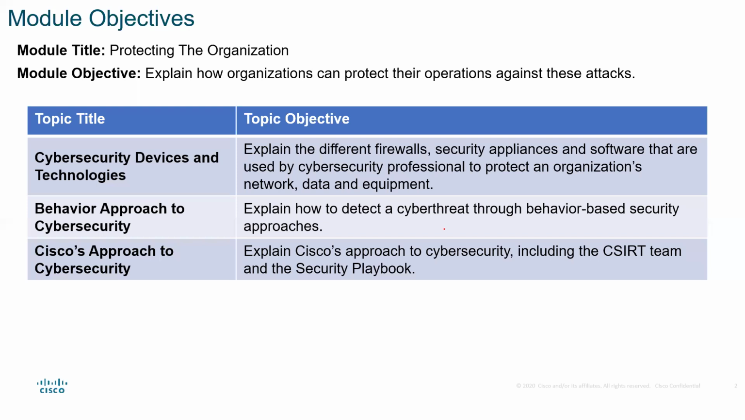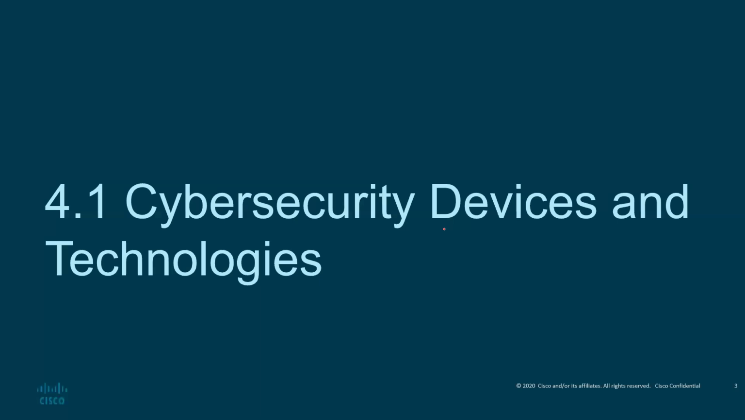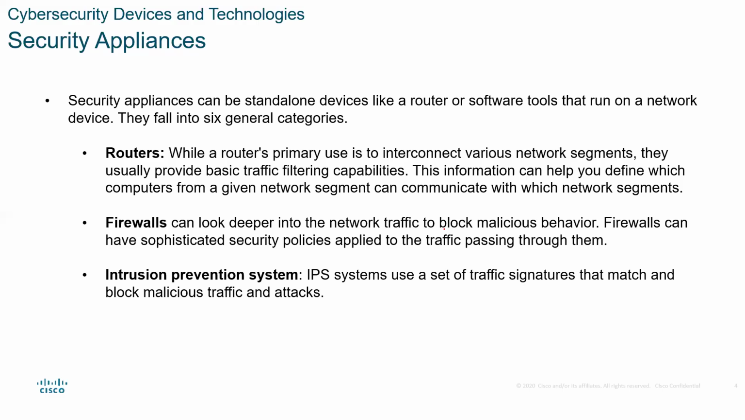Within this module, we'll be looking at cybersecurity devices, behavior approach to cybersecurity, and Cisco approach as well. So let's look at cybersecurity devices and technology. Security appliances can be standalone devices like a router, or software tools that can run on a network device. They fall into six general categories.